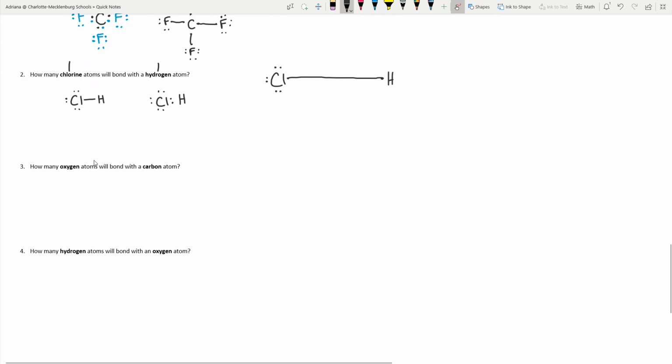How many oxygen atoms will bond with a carbon atom? Now, here's where it gets tricky, or trickier, I should say. So we're going to have 1 carbon atom, right? So how many oxygens will we need? That's the question. So let's draw our carbon. By now, hopefully you say, oh, carbon, that's going to want to make 4 bonds. And then oxygen, let's go up here and look.